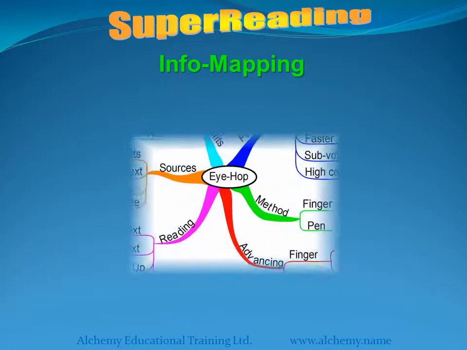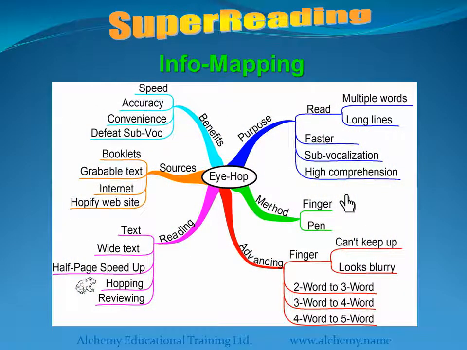Okay, we can see IHOP is in the middle. That's our title, and then we're going to use the same colors we did before, but now blue is for purpose, green is for method, red is for advancing, purple is for reading, orange is for sources, and the light blue is for benefits. So let's look at purpose first. We've got help reading, and we can read in multiple words, and it helps us read long lines. We can read faster, we can defeat subvocalization, and we can read with high comprehension.